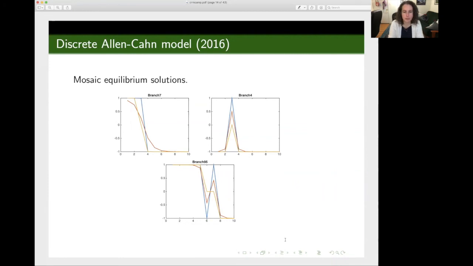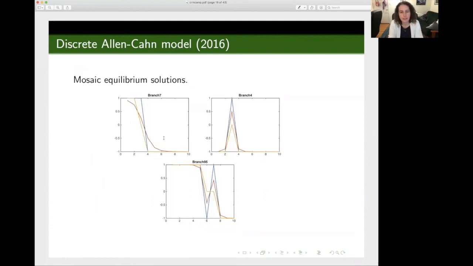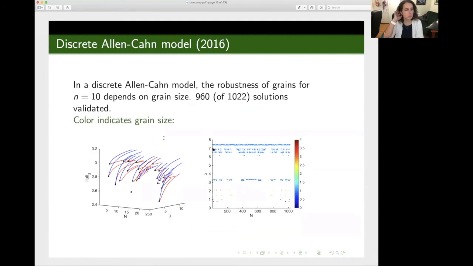So if these solutions persist for small lambda, which corresponds, I didn't say, to this parameter here, which is 1 over the interaction length, then that corresponds to a large value of interaction. And so what we did was numerical continuation of each of these solutions. It turns out that at dimension n, there are 2 to the n of these mosaic solutions.